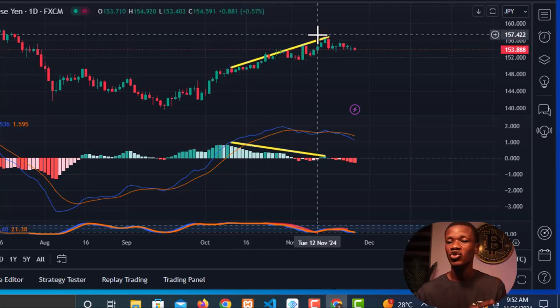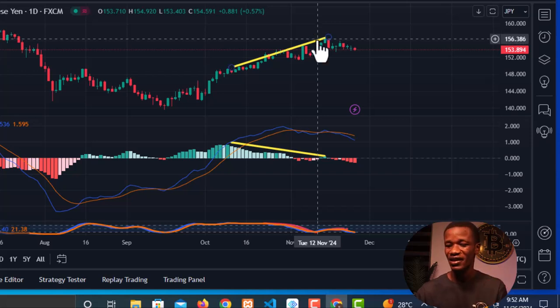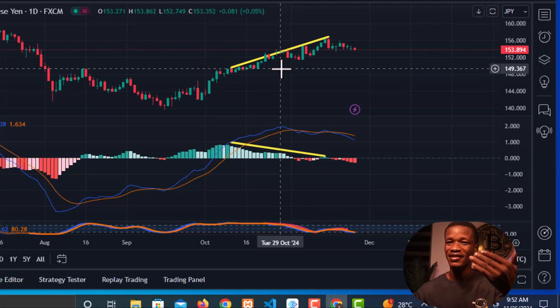This is how to identify divergence, and this is what we call divergence in trading. Now, very importantly, this kind of divergence that occurs at resistance on your price chart is called bearish divergence.